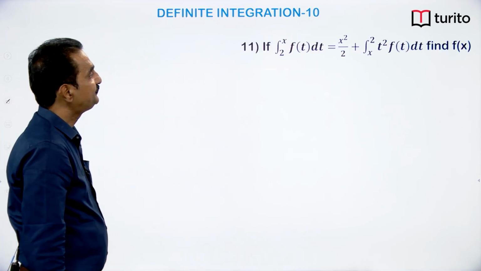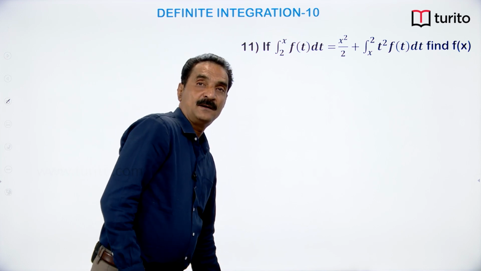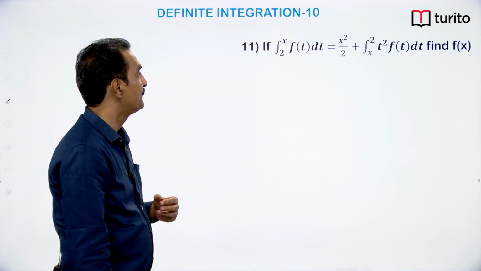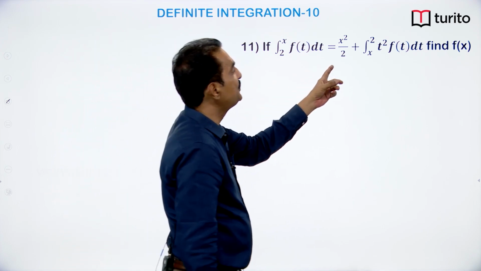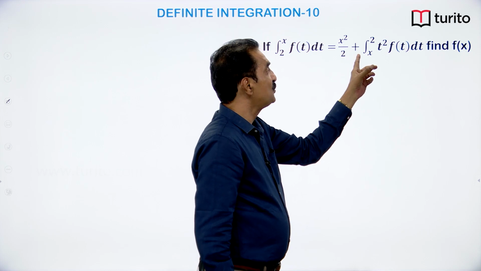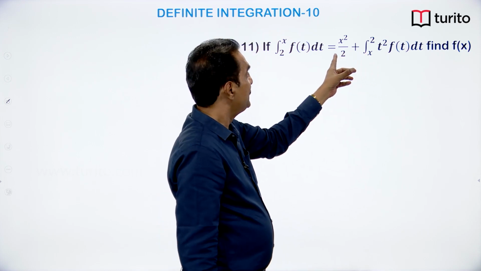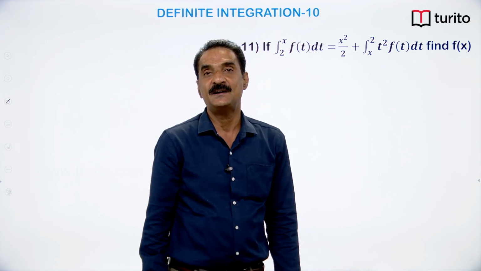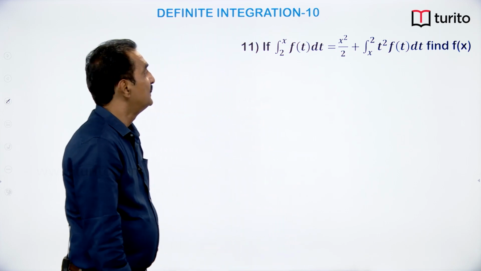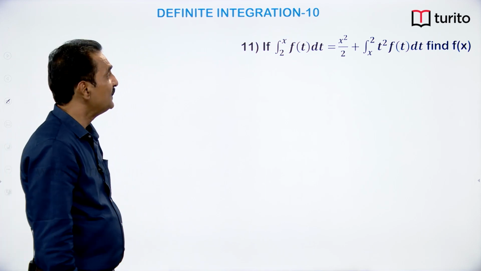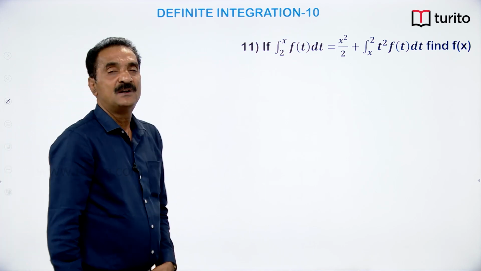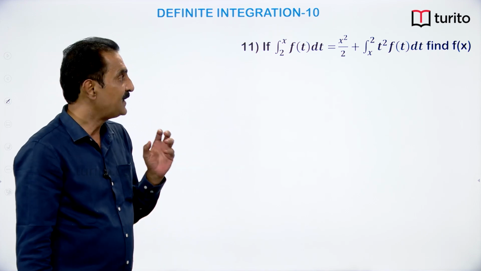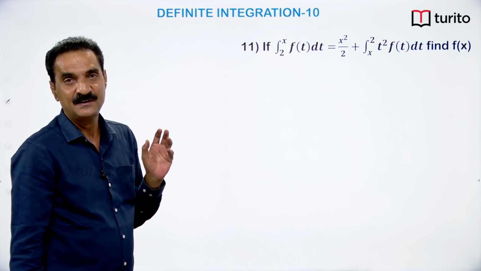Next question. Integral 0 to x f of t dt is equal to x square by 2 into x square by 2 plus integral x to 2 t square f of t dt. Then find f of x. In this kind of questions, we have to differentiate on both sides. By differentiating on both sides, we have to find f of x. Let us see.